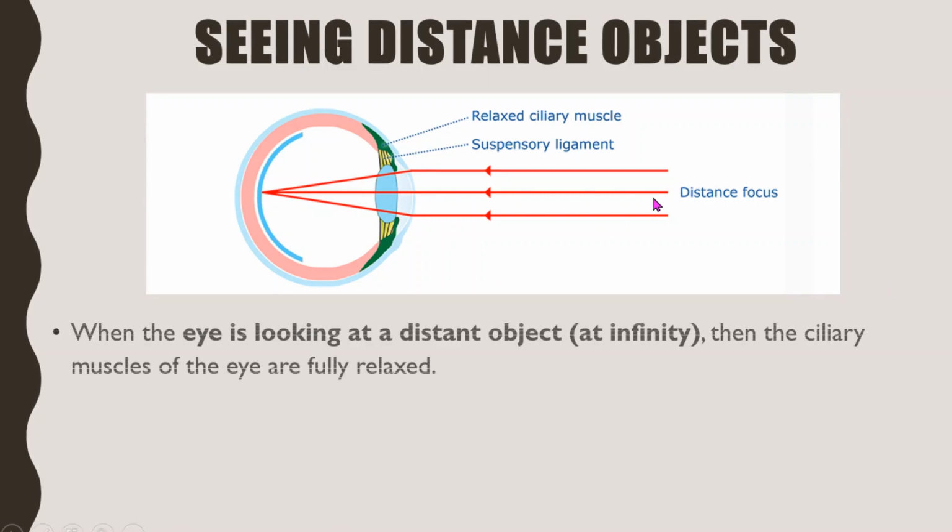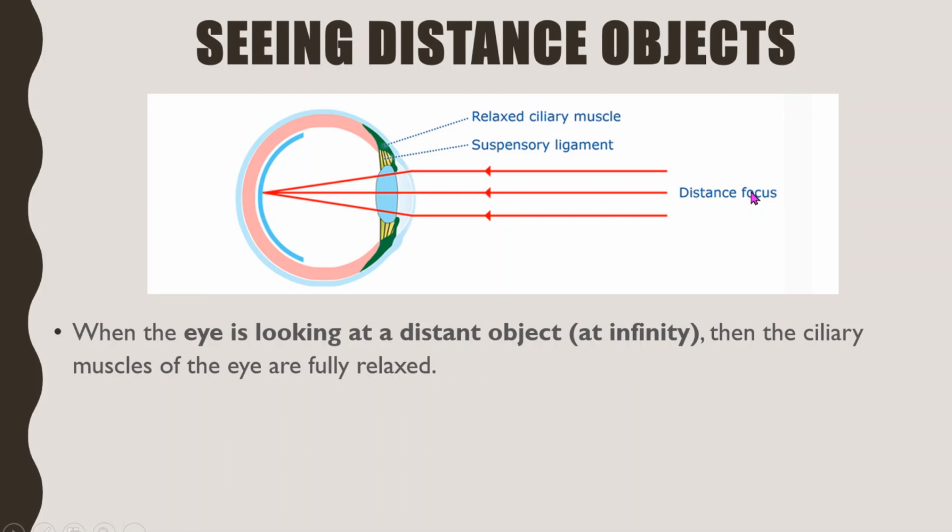So what happens here is the ciliary muscles are stretching the lens. When the ciliary muscles stretch the lens, the lens becomes thin and big in size, and when the rays of light pass through it, they meet at a far-off distance. The rays from the distant object meet far off, and your focus is formed quite far.